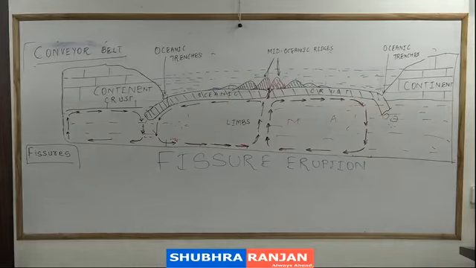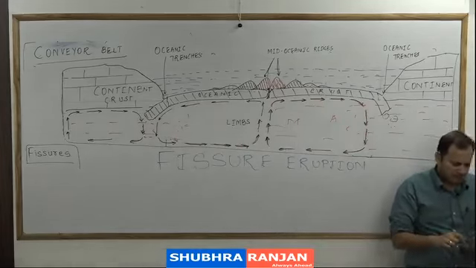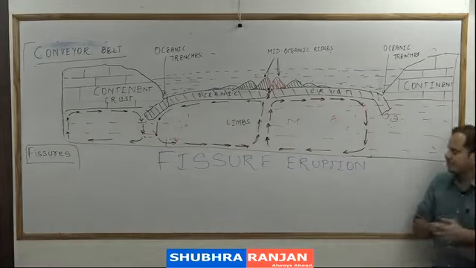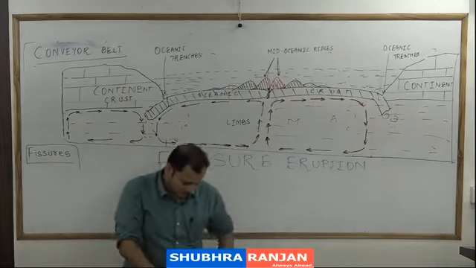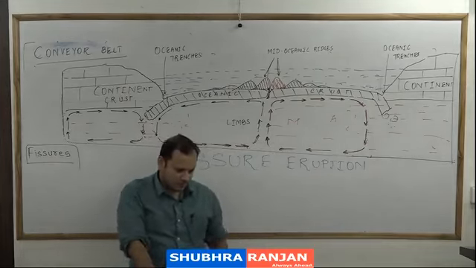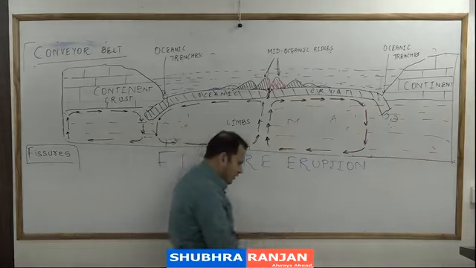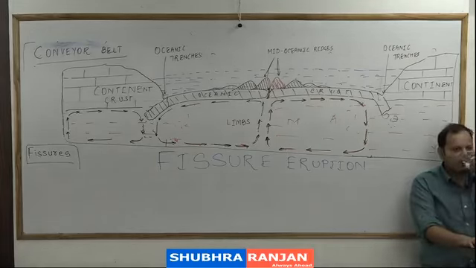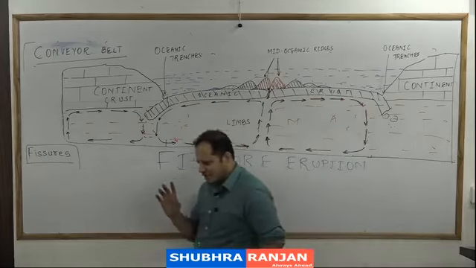Cooling and solidification of magma gives rise to mid-oceanic ridges. Next point. As the sea floor spreads, new ridges are created along the divergent boundary.